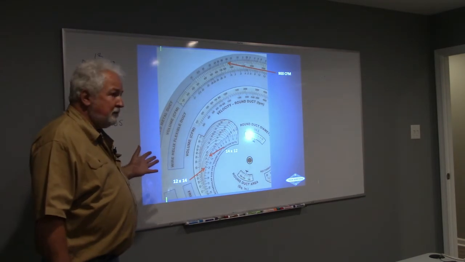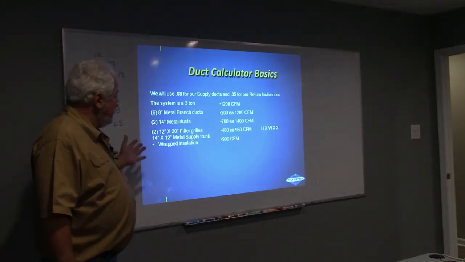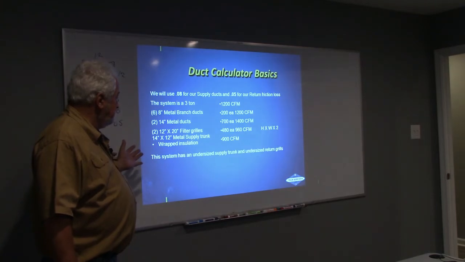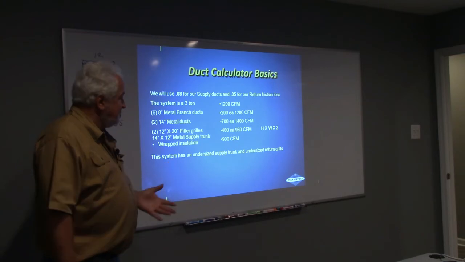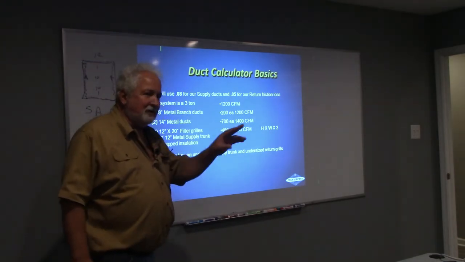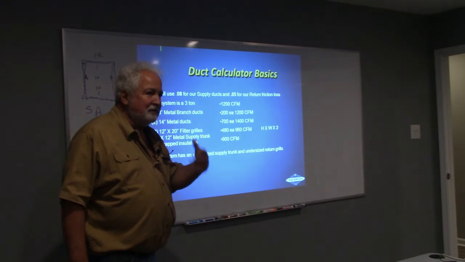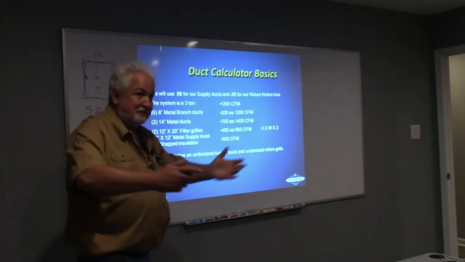So does everybody see how we did that? Okay, so that's what we got. System's undersized supply trunk and undersized return grills. We're going to fix that, is that right? Sure. But a lot of the insulation was all torn off. You saw a lot of leaks in the ductwork. So you say, we're going to do what? We're going to replace the duct system, yes?